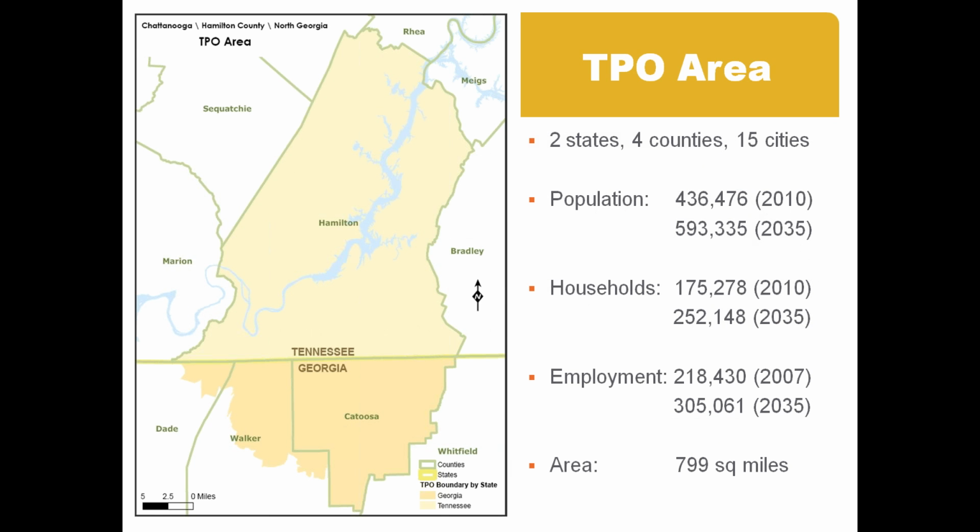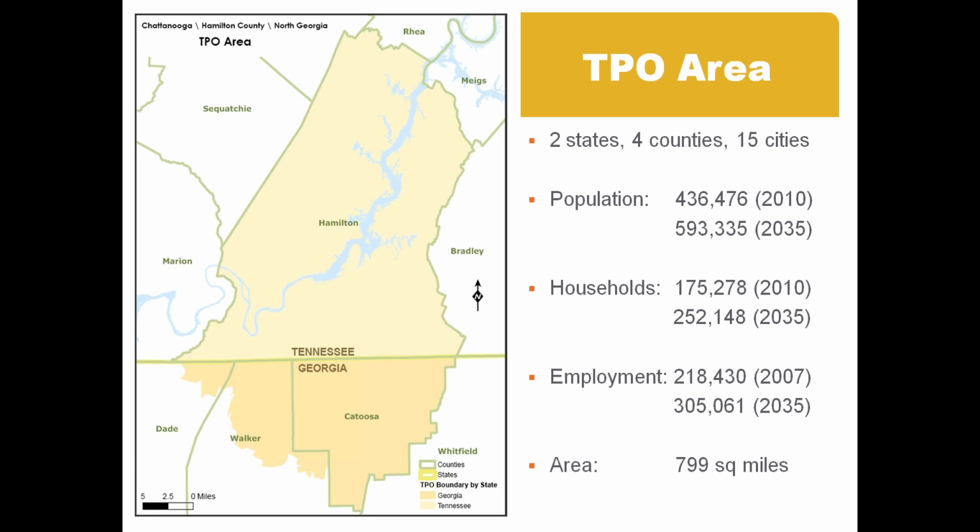The plan itself is for the TPO, Transportation Planning Organization. Basically the TPO is an organization to funnel all the federal dollars for transportation improvements that come into our area. You can see it here: all of Hamilton County, all of Catoosa County, and portions of Walker and Dade County. That's the actual study area for the Regional Transportation Plan, and it's also the area we use for the land use model itself.